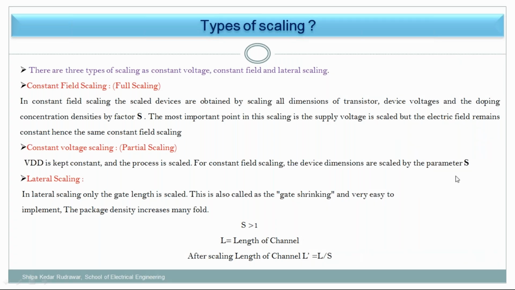73% answered. So which type of scaling is called partial scaling? That is constant voltage. You are able to see this. Partial means constant voltage, where all the parameters other than voltages are scaled down. Okay.